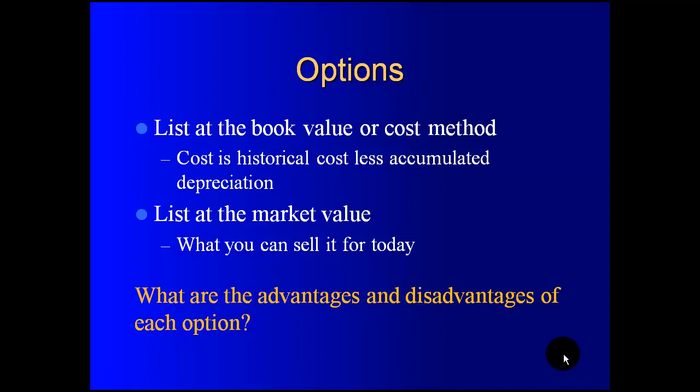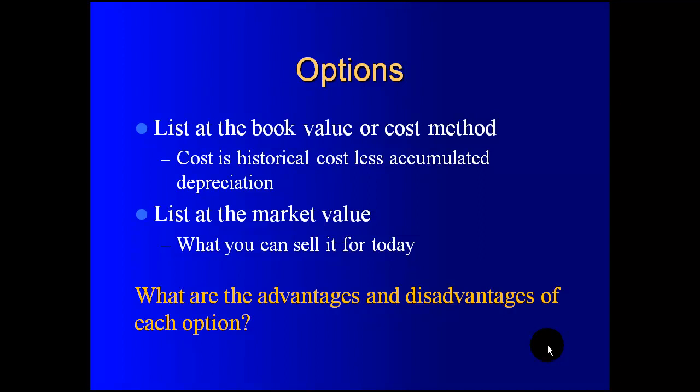So one of the options is to list it at the book value or cost method. Book value is sometimes referred to this method, and it's also referred to as cost-based balance sheets. And this is to value the assets at historical cost less accumulated depreciation. So in the case of that tractor, our historical cost was $100,000, our accumulated depreciation is $100,000, and so the book value is zero. The market value is you list it for what you can sell it for today. We can sell that tractor for $60,000 today, so the market value would be $60,000.